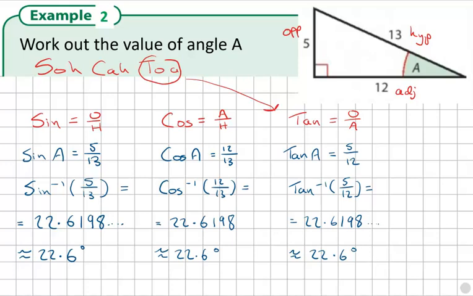So in this question, we were given all three sides. So we had the opposite, we had the hypotenuse, and we had the adjacent. So we could pick to use either SOH, CAH, or TOA. In the next example, you'll see we're only given two sides. So we have to be very careful with which ratio we choose.